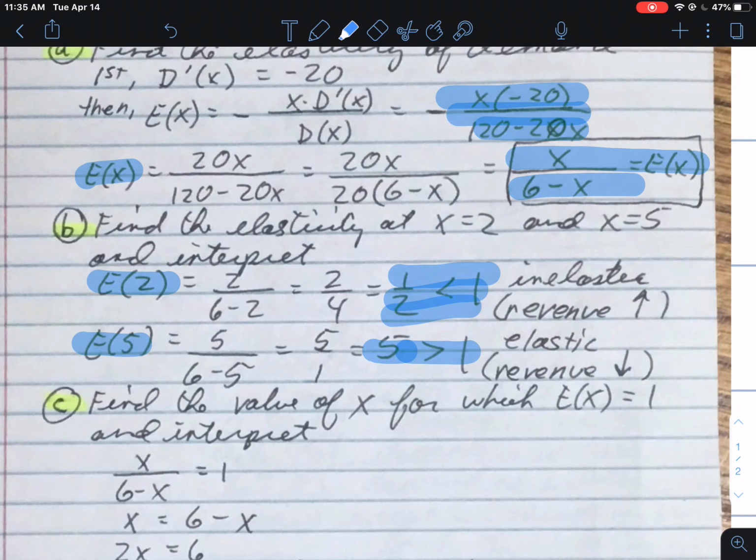And that's what we saw in our example, that when we raised the price from $5 to $5.50, we had a decrease in revenue. There was a big decrease in revenue relative to the situation, but it was a decrease in revenue. So that's elastic demand.